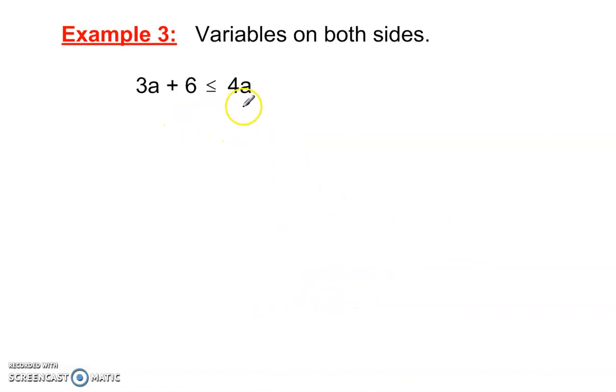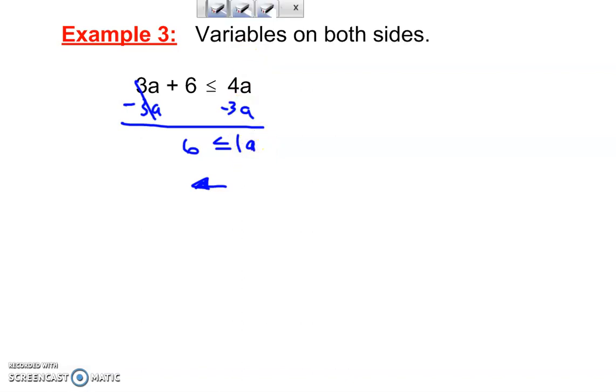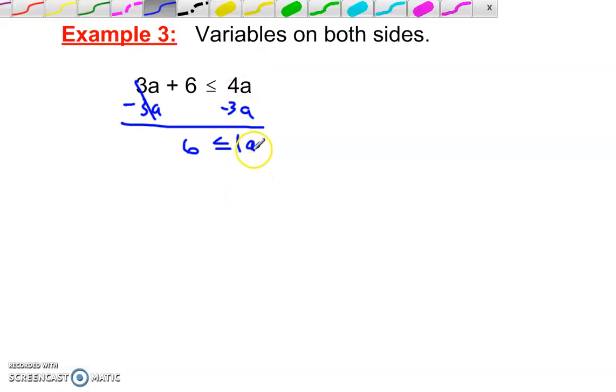If I have a variable on both sides, we're going to still use the same procedure that we did for equations. Subtract, and I still recommend subtract the smaller variable. 3a cancels out. Now we have 6 is less than or equal to 1a. Now notice I can't just follow this sign. My arrow is not going to point that way. Why? Think about it. Where is the variable? The variable is on the right side. So if I read from the variable, a is greater than 6.